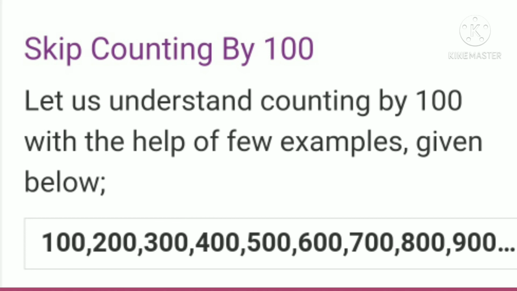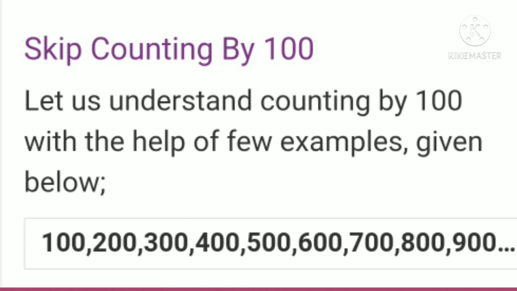Now we'll skip count by 100. Let us understand counting by 100 with the help of few examples given below. That means we are going to add 100 to the previous number. That is 100 plus 100, 200. 200 plus 100, 300. 300 plus 100, 400. 400 plus 100, 500. 600, 700, 800, 900, and so on.